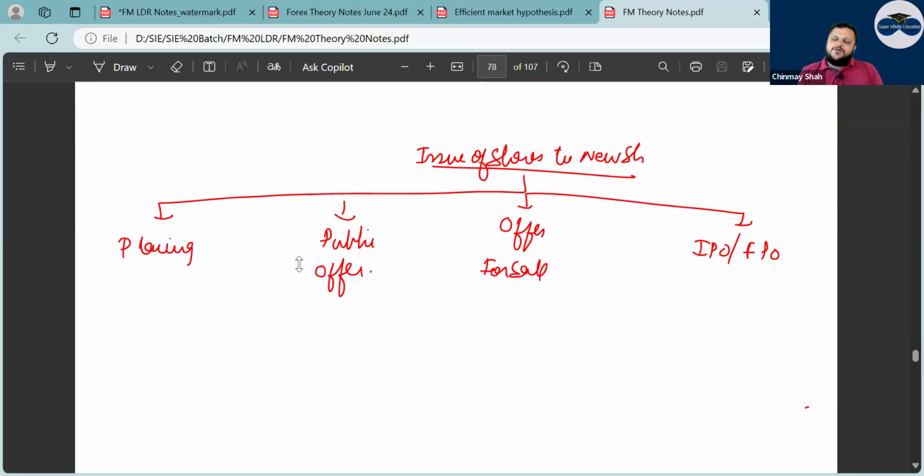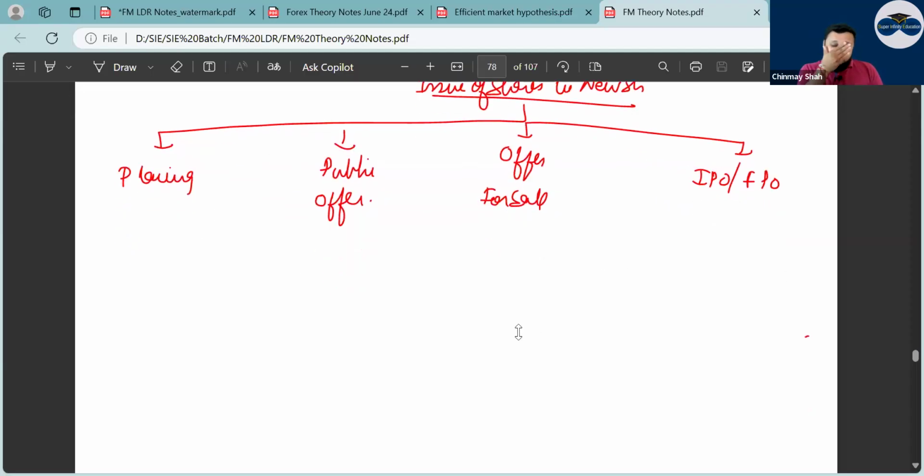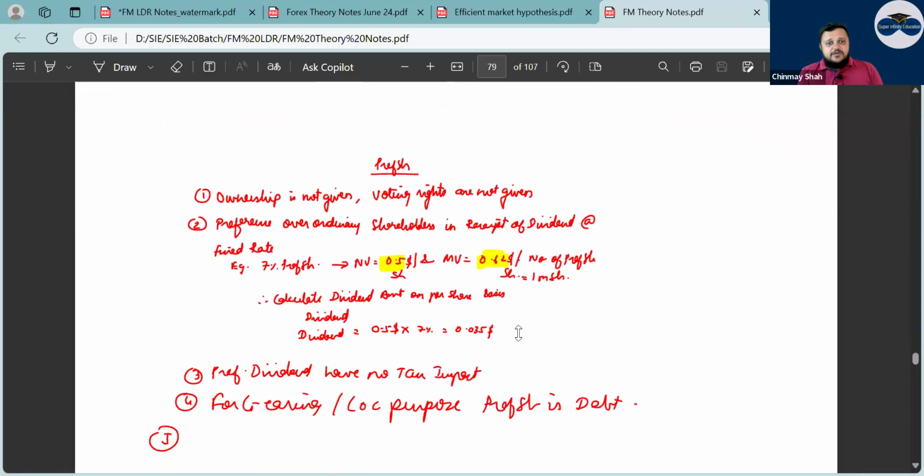In a fixed price offer, you provide the price to the shareholder. Where you don't know the share price, there you give a quotation price. So everyone quotes the share price. All the prices are taken, an average price is chosen, and everyone is given the allocation. Then there is offer for sale, where a chunk of shares are sold to the investment bankers. And then there is IPO or FPO, an initial public offer or a follow-up public offer.